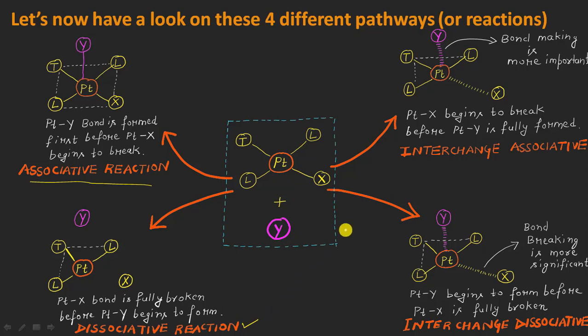And the third possibility is what? It is known as the interchange associative, and the last one is known as the interchange dissociative type of pathway, right? So if we are considering the nucleophilic substitution reaction of this square planar complex with this Y entering nucleophile, we can have these four different kinds of pathways. And in order to analyze the rate law equation, it is very important to find out first what type of pathway this reaction is following, and only after that we can analyze this rate law equation in terms of K1 and K2, right?